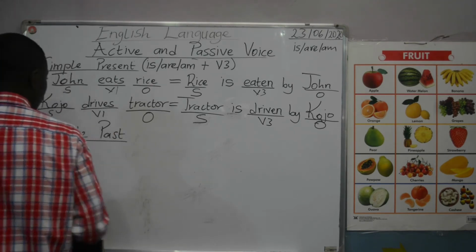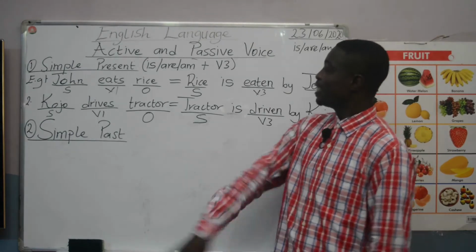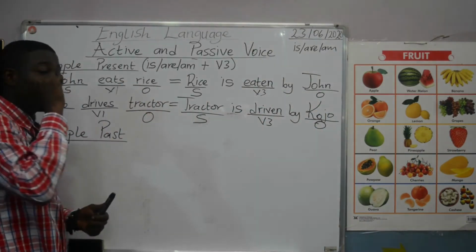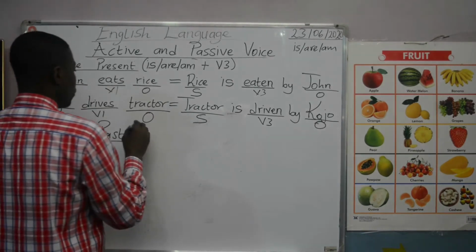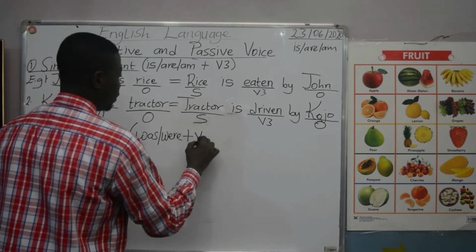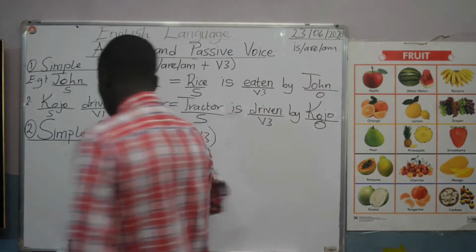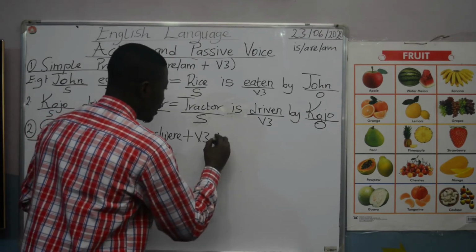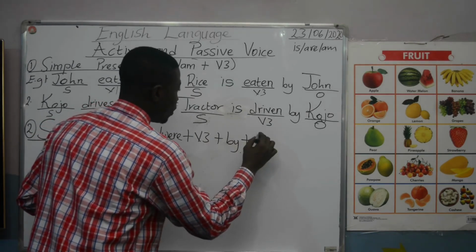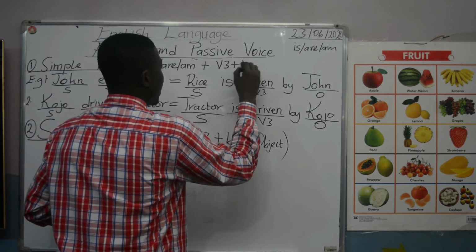Simple past. So the rule for the simple past tense is also very simple. Since you know the rule for the simple present, you just change these auxiliaries or modal verbs to past tense. So the rule now becomes was or were plus V3. It's just as simple as that. Was or were plus V3. But then, just to help you, let me add this to it. Plus by, plus object.